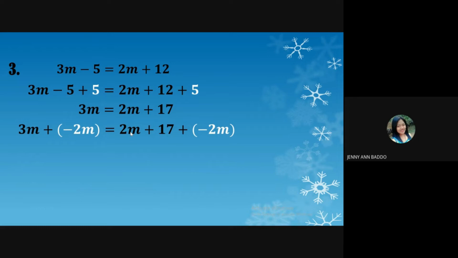So we now have 3m plus negative 2m. That's 3 minus 2, which is 1, times m. We have m. Take note, when a term has a numerical coefficient of 1, you should omit that numerical coefficient, because a variable alone means it has a numerical coefficient of 1. Then cancel 2m plus negative 2m. So we have m equals 17.